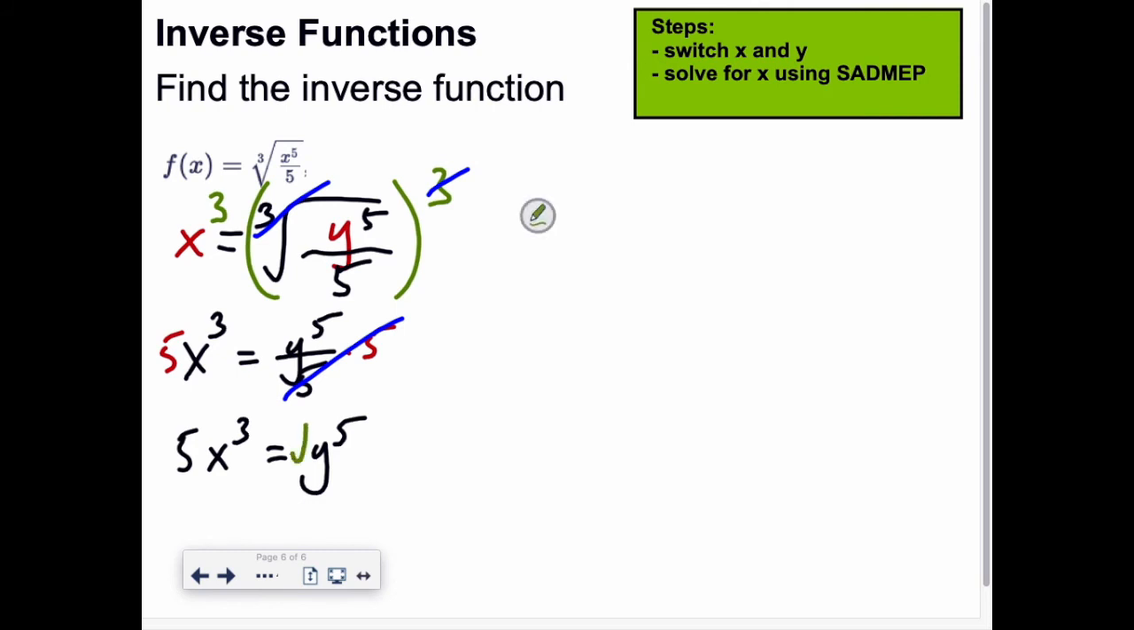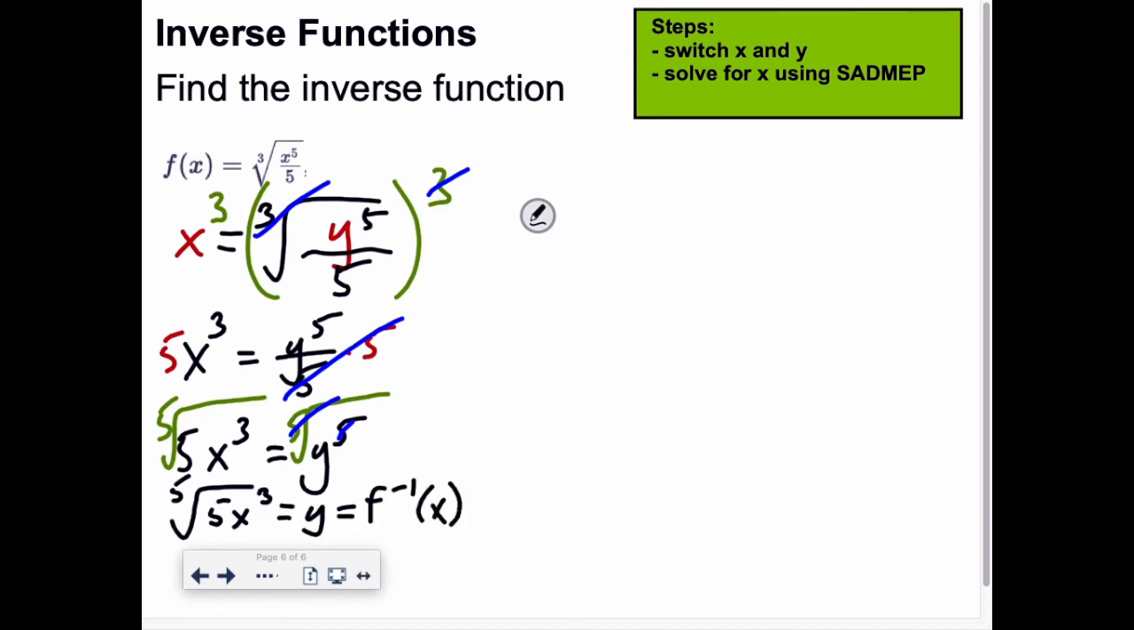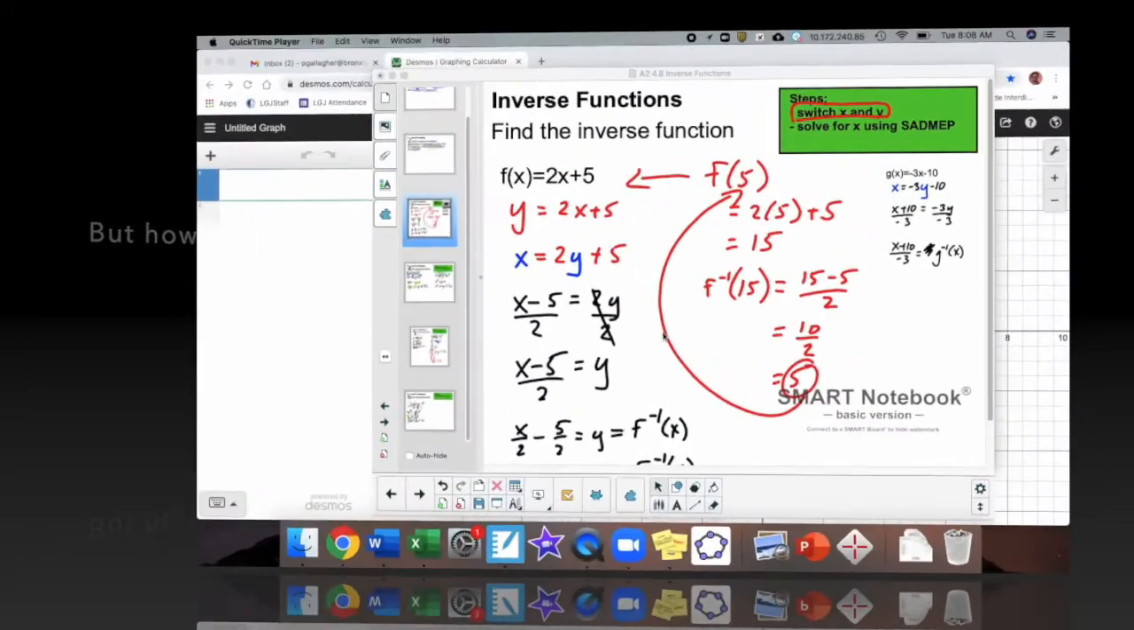And then I just need to take my fifth root. And my fifth root and exponent of 5 cancel out. So I'm left with the fifth root of 5x to the third equals y, and I can use my other notation here as well. And we got it. It's always a really nice thing to do.